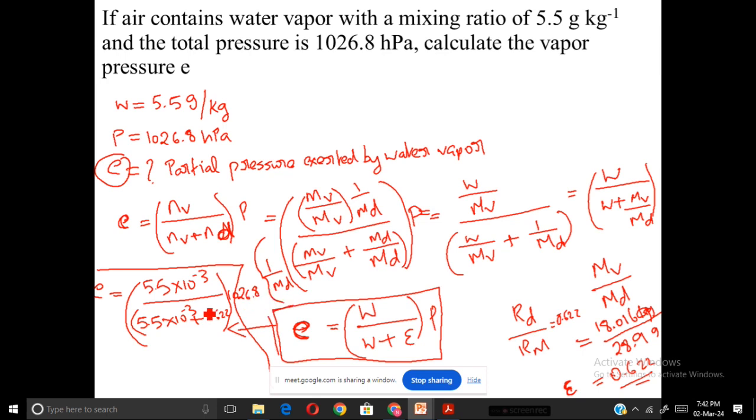It became so messy, right? The 10 raised to 2 will also come. So it is basically 5.5 into 10 raised to minus 3 by 5.5 into 10 raised to minus 3 plus 0.622, the whole multiplied by 1026.8 into 10 raised to 2, because the pressure is in hectopascal and we have to convert it into pascal. So can you calculate and tell me what will be the value of vapor pressure?